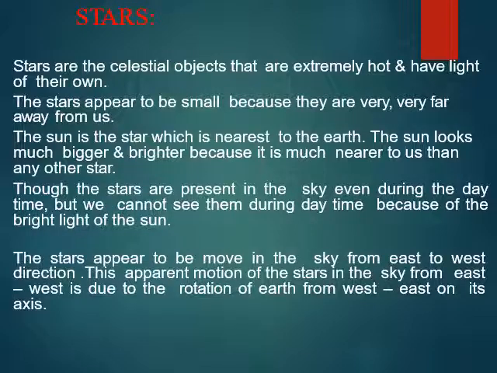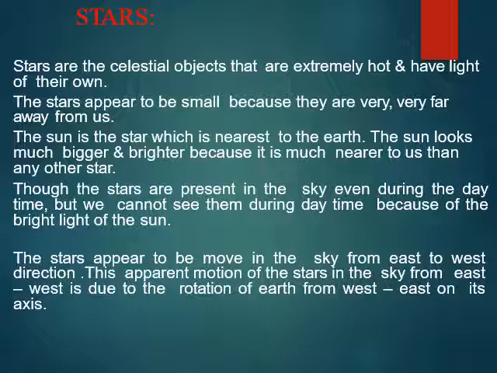Stars. Stars are celestial objects that are extremely hot and have light of their own. Stars appear to be small because they are very, very far away from us. The sun is the star which is nearest to the Earth. The sun looks much bigger and brighter because it is much nearer to us than any other star.